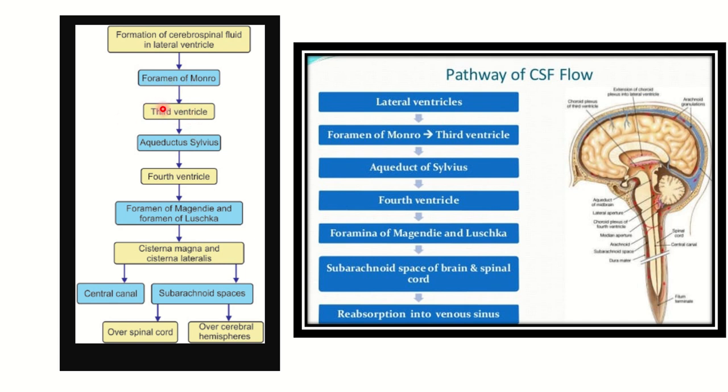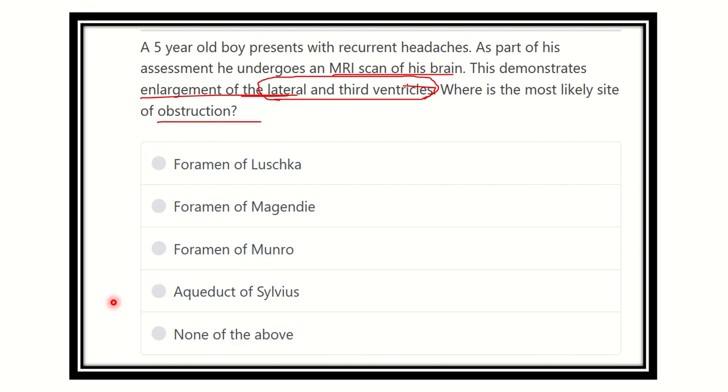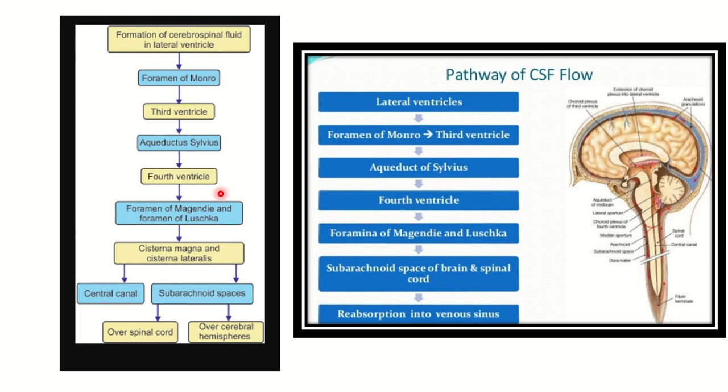Then from the third ventricle, fluid enters into the fourth ventricle, and in this area it passes through the aqueduct of Sylvius. From the aqueduct of Sylvius it enters the fourth ventricle, and from the fourth ventricle through the foramen Magendie and foramen Lusca, it enters into the subarachnoid space. Here we can see it enters the cisterna magna and cisterna lateralis, and finally enters into the subarachnoid space and central canal.